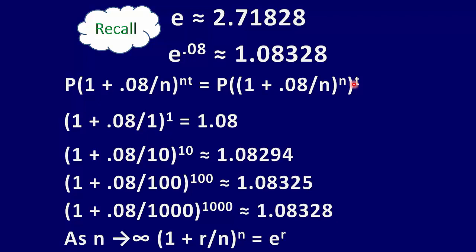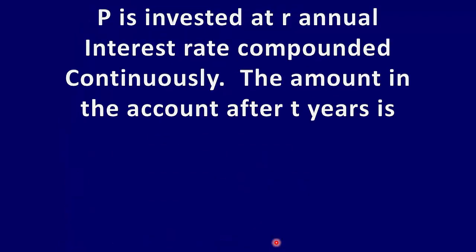So the point is, and we could keep going with this, but the point is, as n goes to infinity, in other words, as you compound more and more and more times a year, this part right here goes to e to the r. Yeah, so that's pretty cool. So if you're talking about calculating interest continuously, here's the formula you want to deal with. The principal times e to the rt.